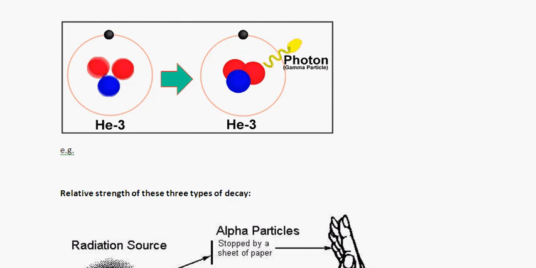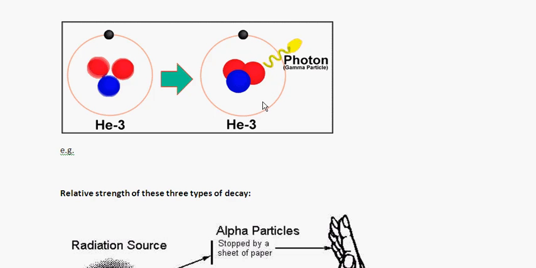In the previous video, we looked at alpha decay and beta decay, and here we're going to look at the third type of radioactive decay called gamma decay. Now you'll notice from the illustration here that the parent isotope doesn't turn into a new element. It's helium-3, and it's still helium-3 on the product side.